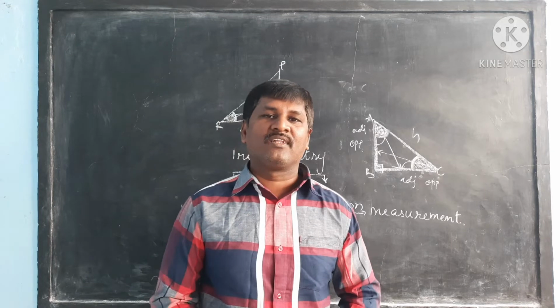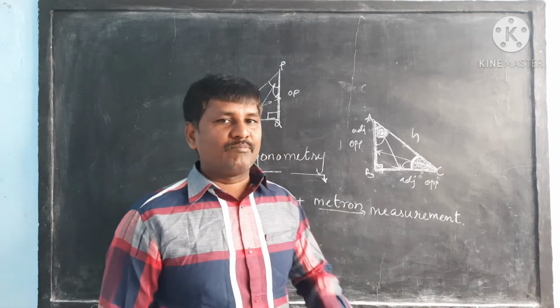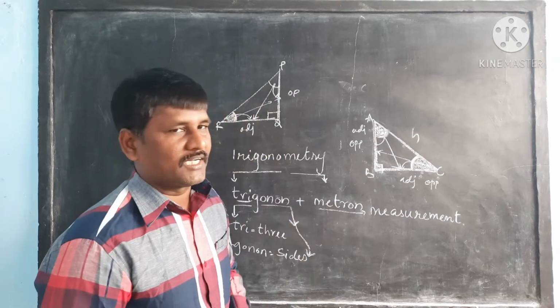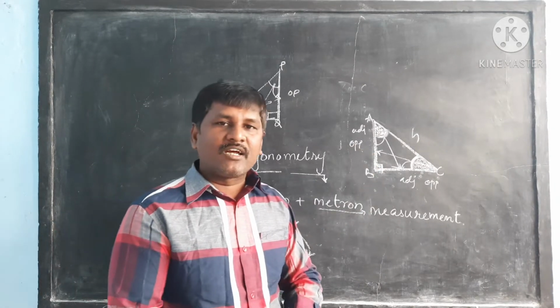Now we are going to deal with the trigonometric ratios. From this we can find 3 basic trigonometric ratios. Ratios means comparing two quantities. Then you can find the trigonometric ratios.